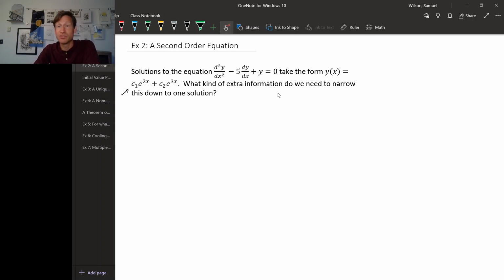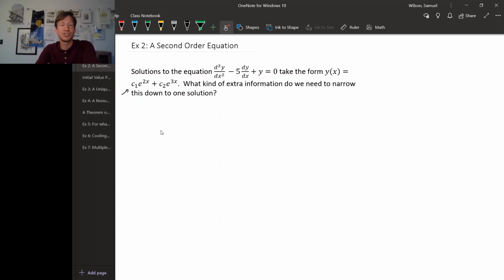So what kind of extra information do we need to narrow this down to just one solution? We have a 2-parameter family of solutions here, so lots and lots of solutions. What sort of extra information will narrow all of these solutions down to just a single solution? Well, given our experience with the previous example, it seems like what we need is an initial condition.